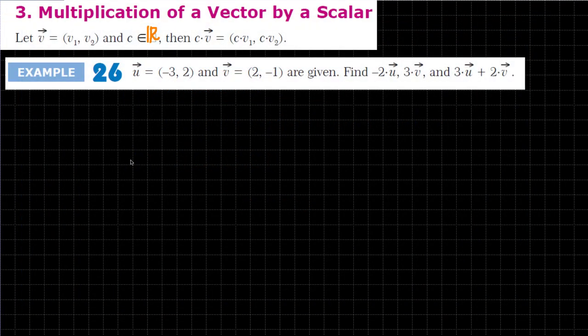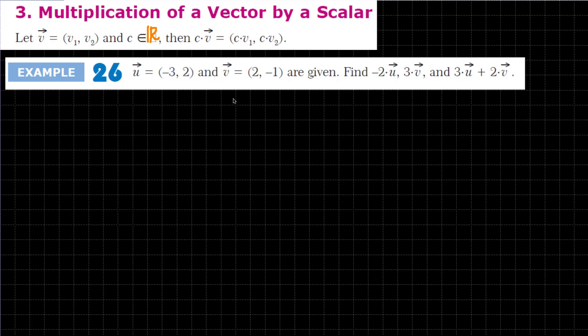Hi dear students, in this video we are going to study multiplication of a vector by a scalar, and we are going to study standard base vectors. Here is the definition of multiplication by a scalar. v is a vector, v1 and v2 are the components, c is an element of the real numbers, then c times v means you are going to multiply each component by this c, and you are going to get the new vector, which is c times v.